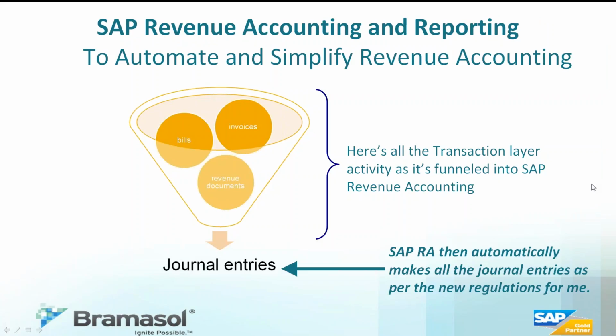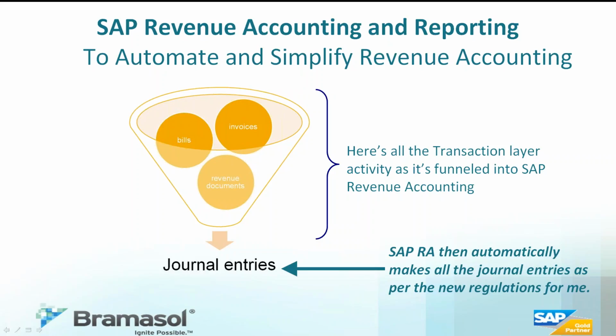So one of the aspects that SAP had in mind that was very key to this was to really automate and simplify the new revenue accounting, where you take all the activities that happen in the transactional world, bills, invoices, revenue-related documents. We refer to that as the operational transaction layer. We'll be showing an example of that. And then get them all funneled down into the revenue accounting module that SAP has supplied, and then it will automatically make all the journal entries for you per the new regulations.